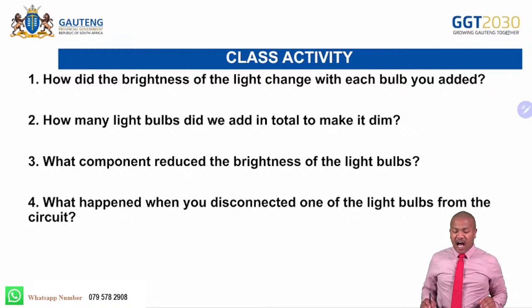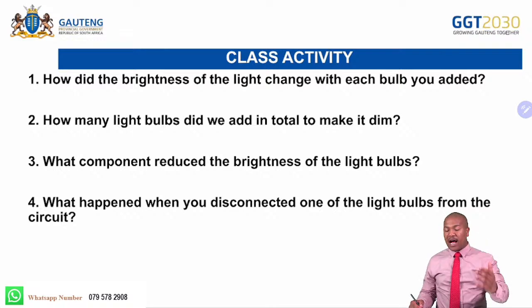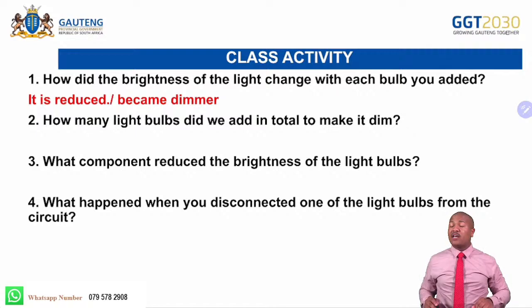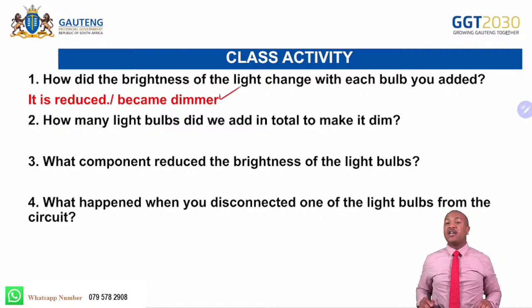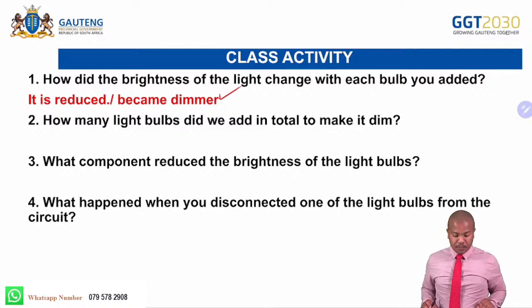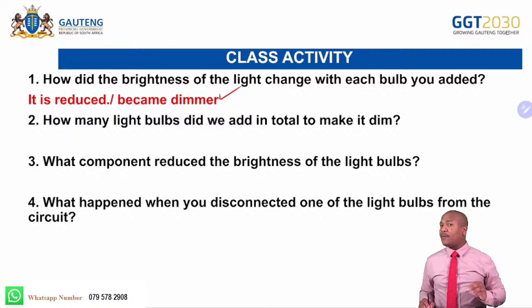Now let's look at the solutions. Number one was saying, how did the brightness of the light change with each bulb you added? What happened? It changed, it was reduced, and they became dimmer. They became more dim.